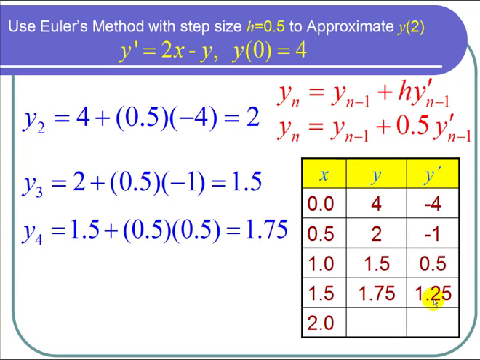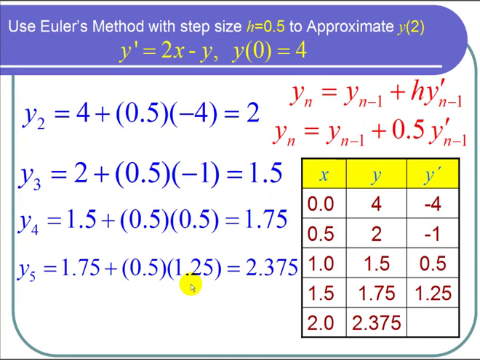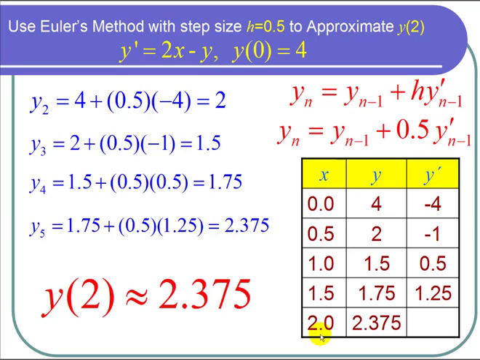And we're almost done. Remember, our goal was to find y of 2, and we're now on x equals 2, so we can plug in 1.75 for y and 1.25 for y prime, and what I get is 2.375, and that's the value of y when x is equal to 2. So that's my approximate solution to this differential equation. y of 2 is approximately equal to 2.375, and I'm done with the problem.